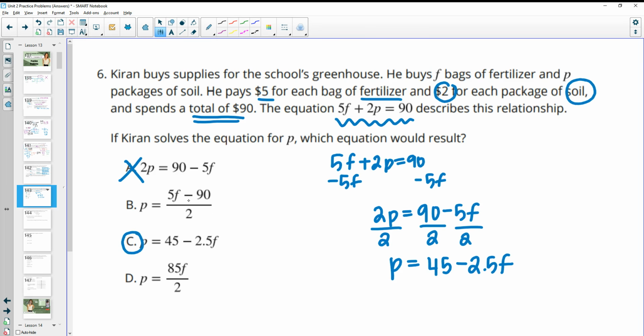And part B is close, but they had these switched around, right? So this should have been 90 minus 5F on top and then divided by 2. Then that one would have been fine. So you could leave it without dividing by 2. In this case, without actually calculating the division by 2, you could leave it as a fraction like this. But this answer just actually did divide the numbers.